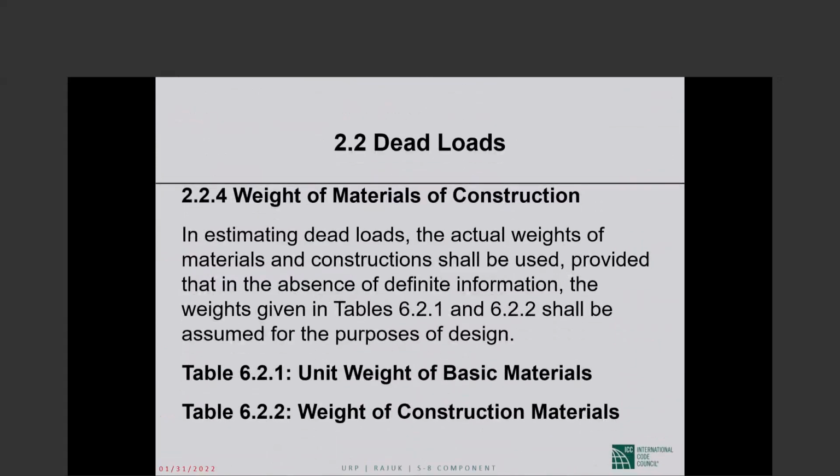In estimating dead loads, the actual weights of materials and construction shall be used, provided that, in the absence of definite information, the weights given in tables 621, 622 shall be assumed for the purposes of design. So you are, I think, very lucky that you have those tables in the code. Unit weight of basic materials, weight of construction materials. So those are given to you.